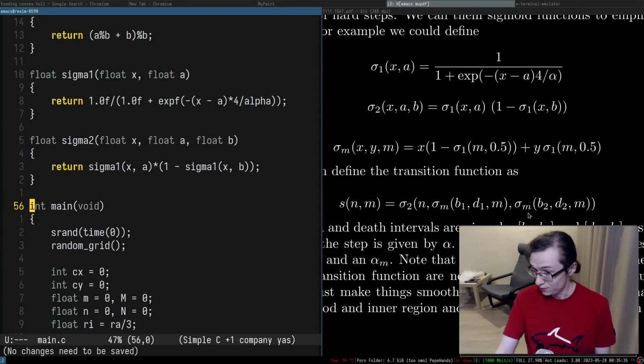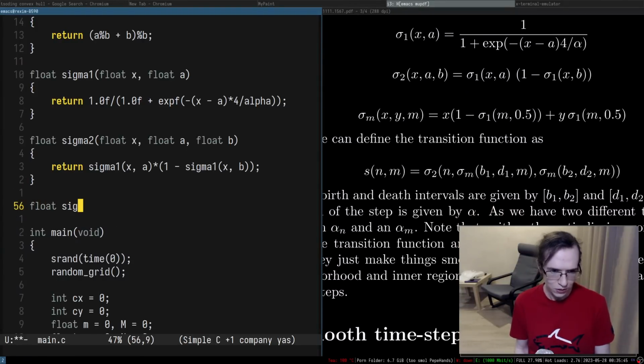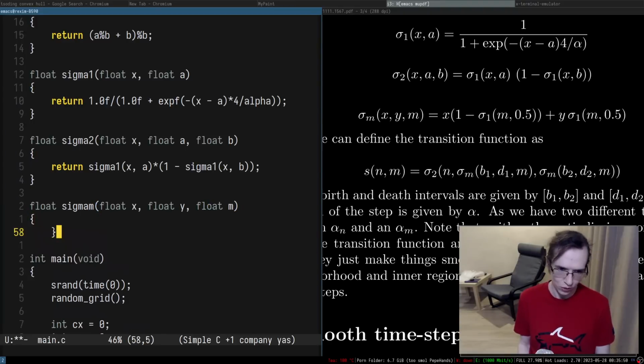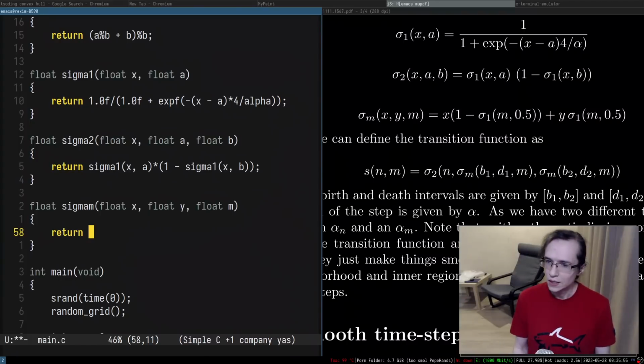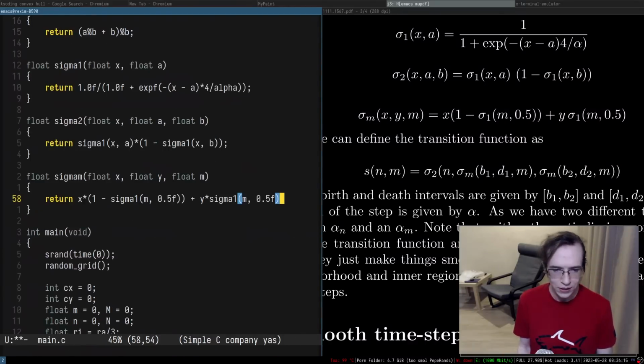So it's something else. Okay, so this is Sigma 2, and the next one is going to be Sigma M, and this one accepts X, Y, and M. So this one is a little bit more complicated. We take X multiplied by an inverse of Sigma 1, M half, so I don't really know what that means, but then M multiplied by sigma 1 m05.